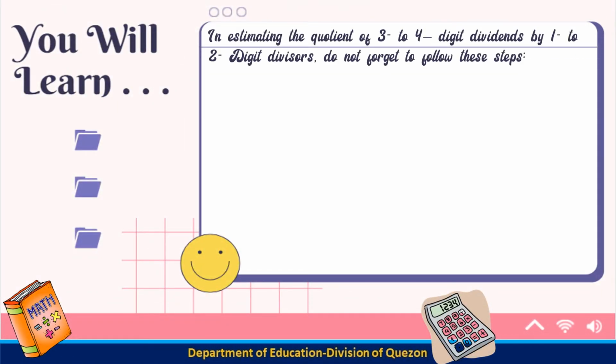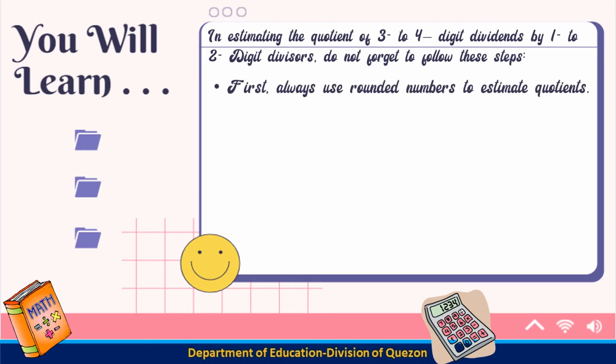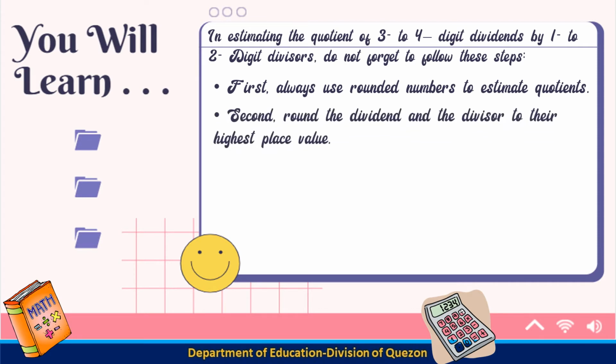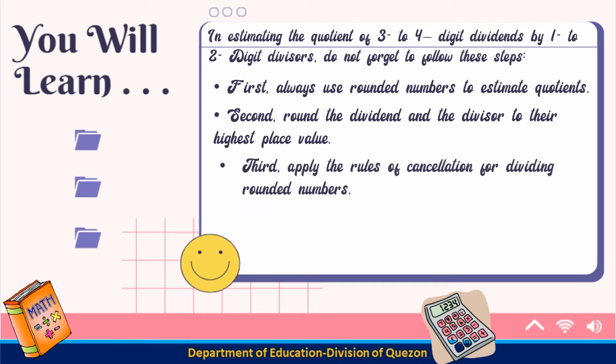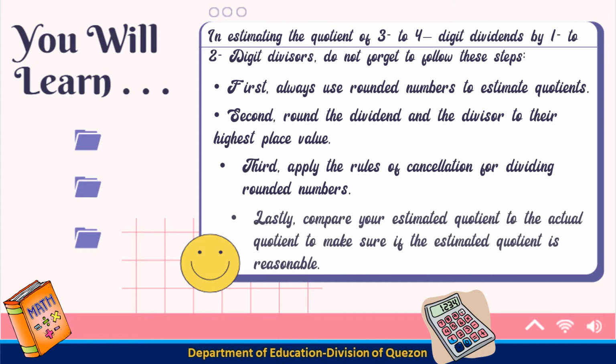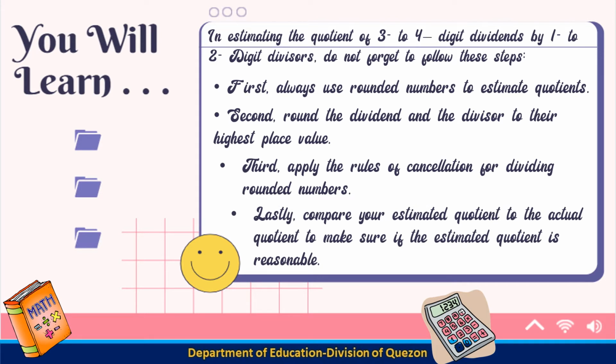You will learn in estimating the quotient of 3 to 4-digit dividends by 1 to 2-digit divisors, do not forget to follow these steps. The first is always use rounded numbers to estimate the quotient. Second, round the dividend and the divisor to their highest place value. The third one is apply the rules of cancellation for dividing rounded numbers. And lastly, compare your estimated quotient to the actual quotient to make sure the estimated quotient is reasonable.